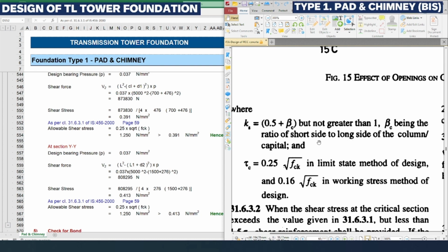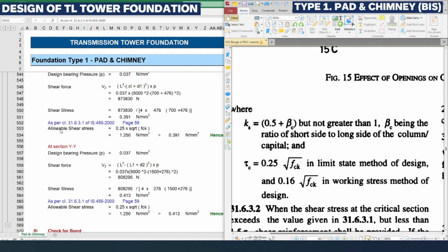As we have a square column, both sides are the same, so the Bc value will be 1. So 0.5 plus 1 will be 1.5. But here it is mentioned it should not be greater than 1, so we need to consider the Ks value as 1 alone. Then tau c equals 0.25 square root of fck for the limit state method. We are doing the design only with the limit state method, so we consider this one. The other case is 0.16 root fck for the working stress method, which we can ignore.